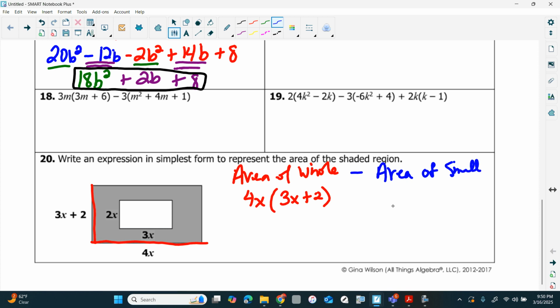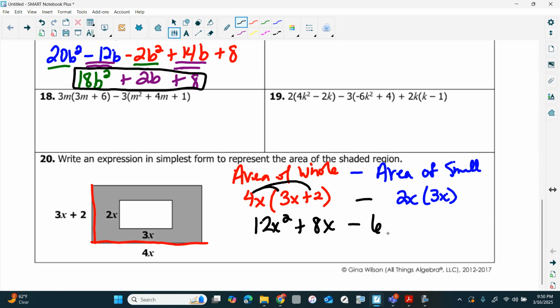So that is the 2x by 3x here. And so then I'm subtracting these two, but I gotta distribute first. So this is 12x squared plus 8x, and then this is gonna be minus 6x squared. And here are the like terms. So I'm left with 6x squared plus 8x.